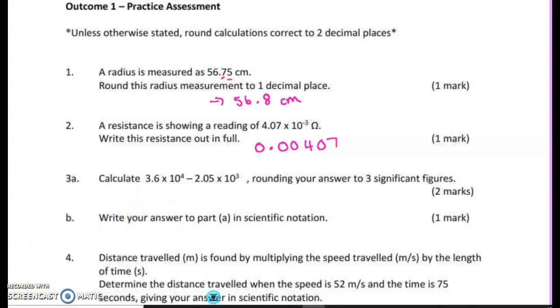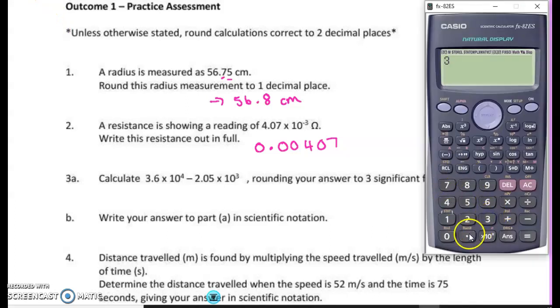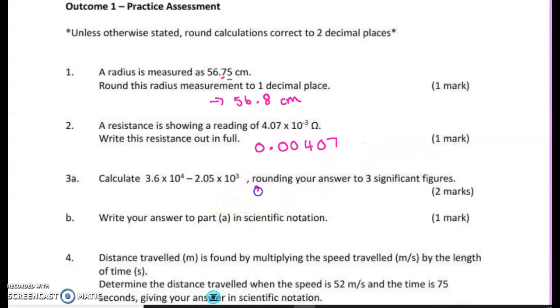One more. Okay, 3a. Calculate 3.6 times 10 to the 4, take away 2.05 times 10 to the power of 3, rounding my answer to 3 significant figures. Let's get the calculator ready. Okay, on our calculator then, we're doing 3.6 times 10 to the power of 4, take away 2.05 times 10 to the power of 3. That comes out at 33,950.